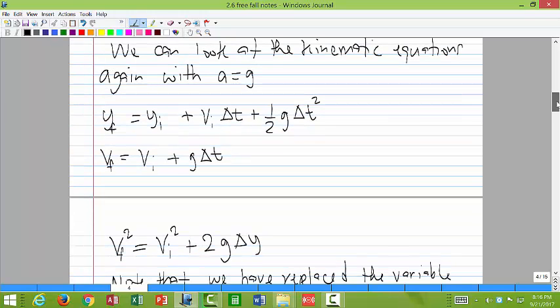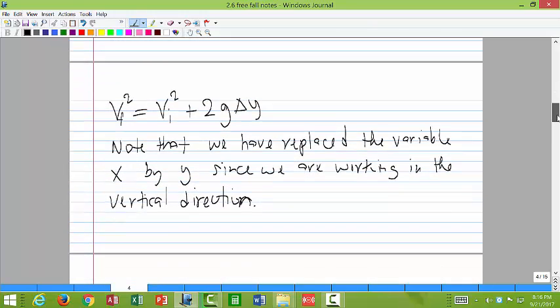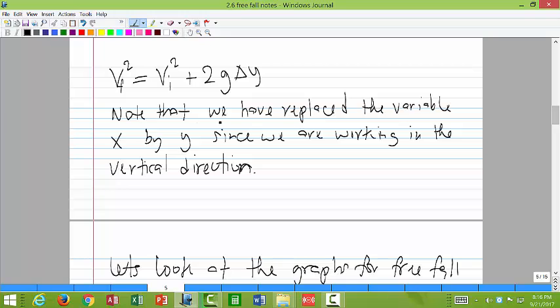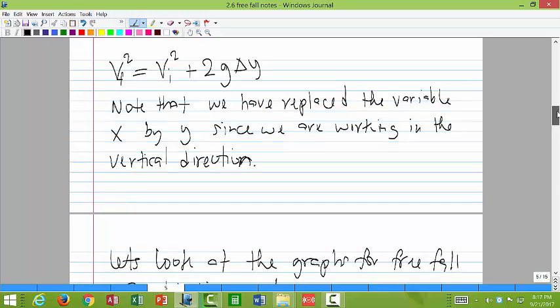And in this frame here, v final squared is v initial squared plus 2g delta y, where delta y is the displacement along the y-axis, which you can think of as the height. So I just remind you here that we've replaced the variable x by y since we are working along the y or vertical direction.